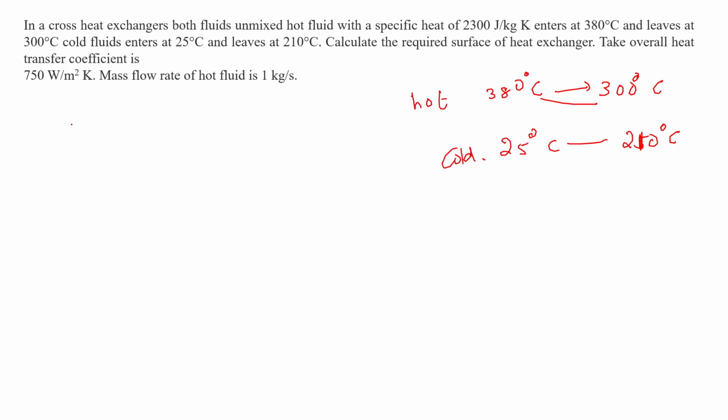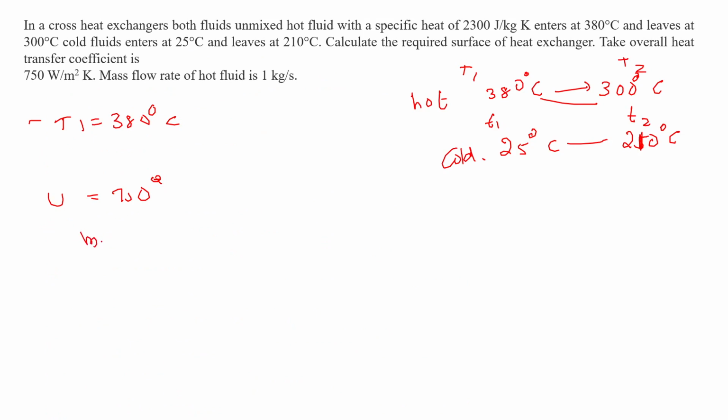Now we will write what is given here. The entry temperature of the hot fluid, T1, is given as 380 degrees Celsius. So this is T1 and T2 is 300, and this is small t1 and this is small t2. The other things given are the U value, the heat transfer coefficient, 750, and similarly the mass flow rate of the hot fluid, mH, 1 kilogram per second. Now you have to calculate the heat exchanger area.